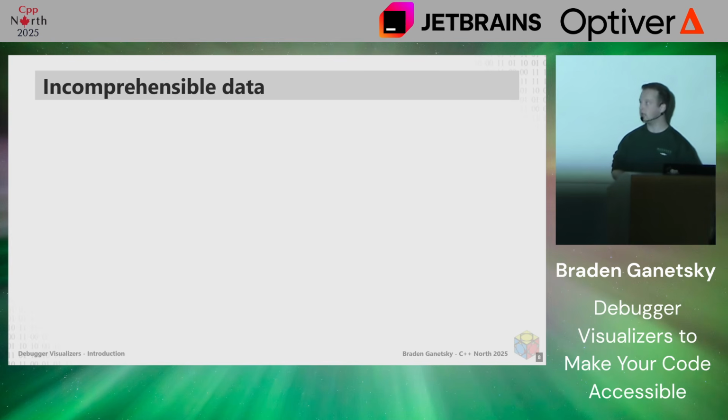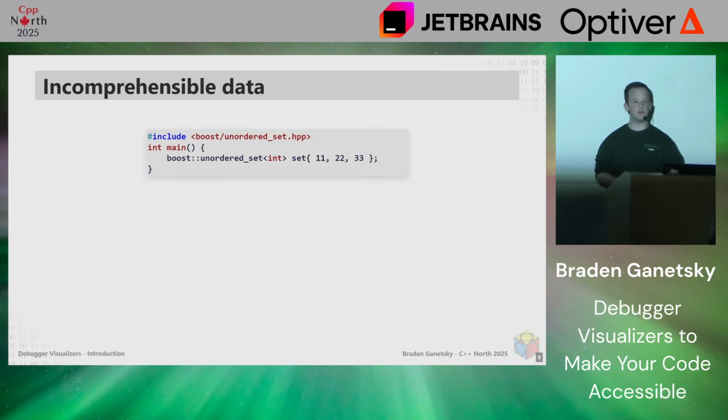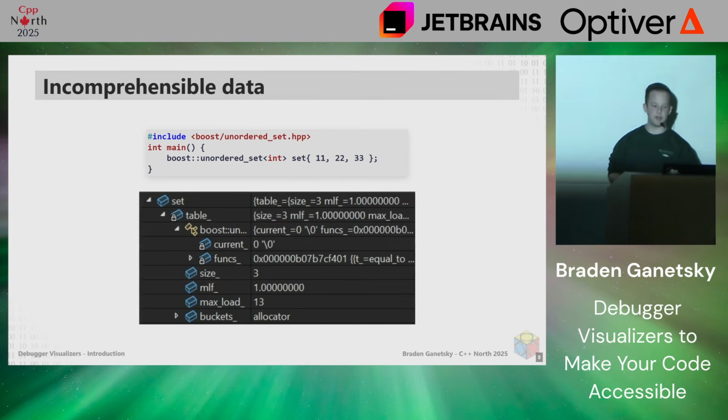So what does that look like? Let me create a boost unordered set of int. I have 3 numbers, 11, 22, and 13. Can anyone tell me in Visual Studio what this is going to print in the debugger? So if anyone guessed this, this is what it shows in the debugger.